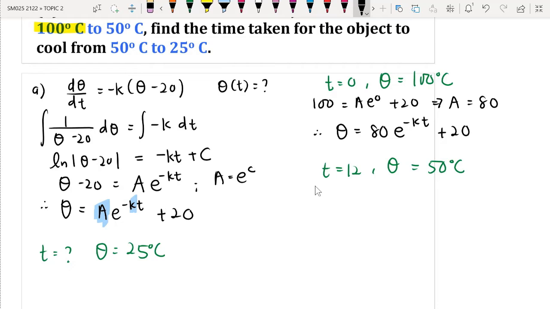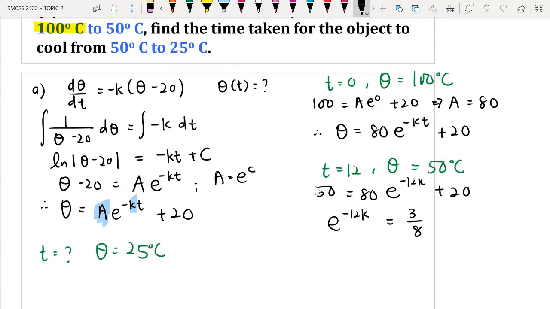Now we proceed with K. So next info, when t is 12, theta is 50. So I substitute here: 50 is 80 e to the power of negative 12k plus 20. Now we have to make K our main subject. So simplify first. We can minus 20 and then divide by 80. So e to the power of negative 12k is basically 3 over 8.